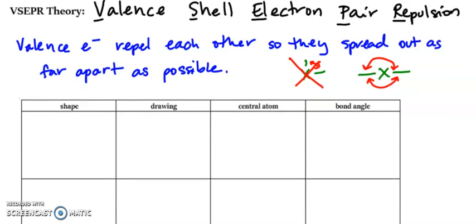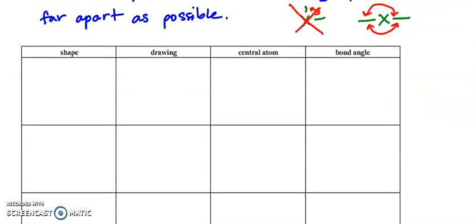There are 5 different shapes that you need to know. So we're going to write down the shape. We're going to do a drawing with just generic A's and X's for letters. We'll talk about what goes in the center, what types of atoms would make this shape, and then what that bond angle is. So first, the first shape is linear.